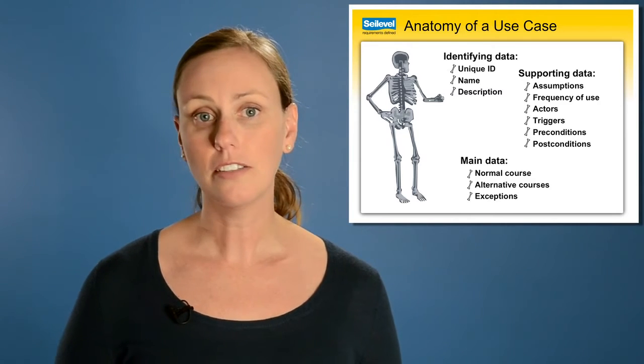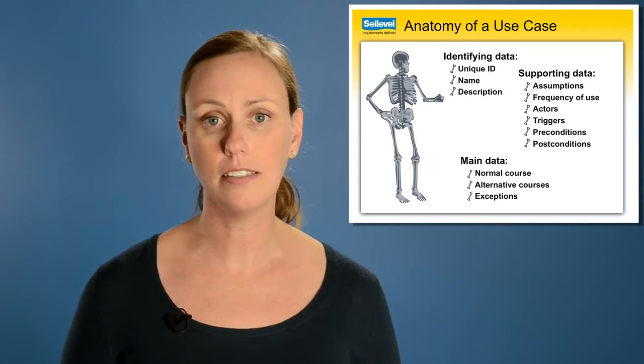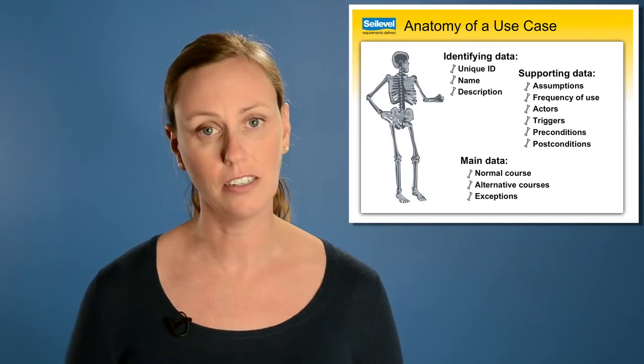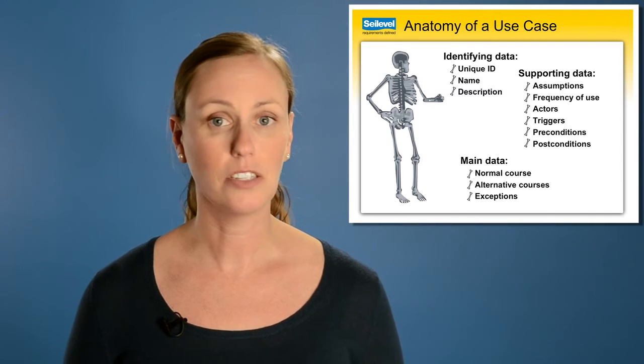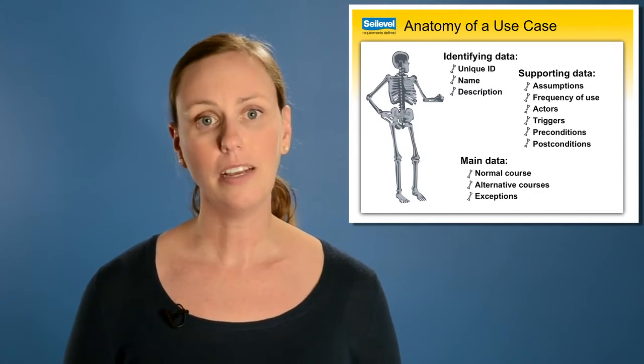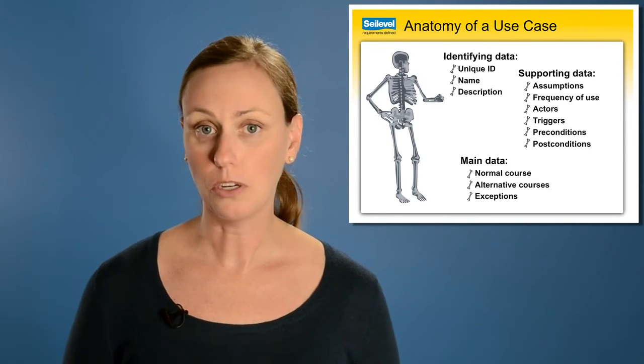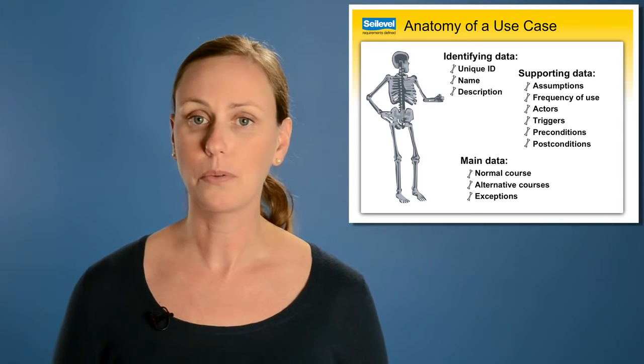Triggers are the things that cause the use cases to start. Preconditions are statements that represent states the system must be in before it can start. Postconditions are states of the system we expect to see upon successful completion of a use case. Finally, we have the normal course, which is the happy path through the system, and the alternate courses, which are the less common paths through the system.